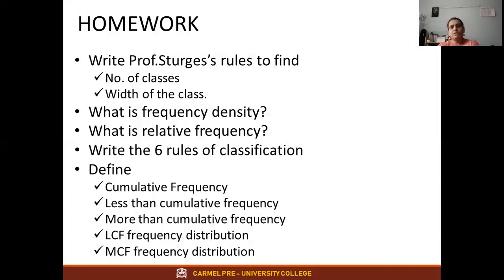These are your homework questions. Write Professor Sturt's rules to find the number of classes and width of the class. What is frequency density? What is relative frequency? Write the 6 rules of classification. Define cumulative frequency, less than cumulative frequency, more than cumulative frequency, and the distributions. You also give examples of those 2 tables. That much you can do.